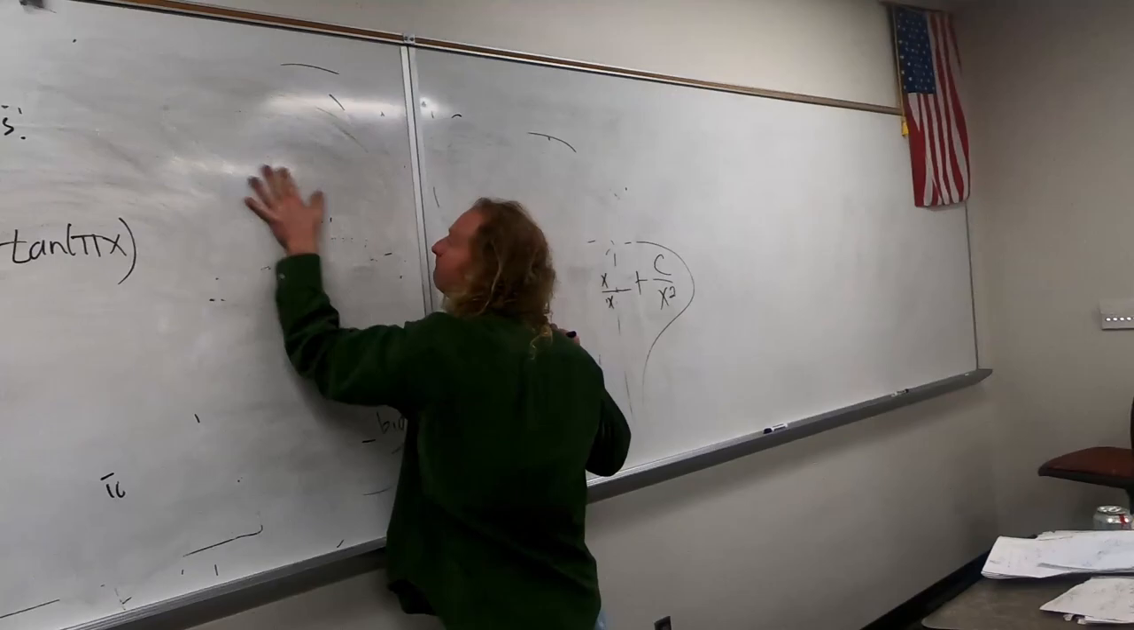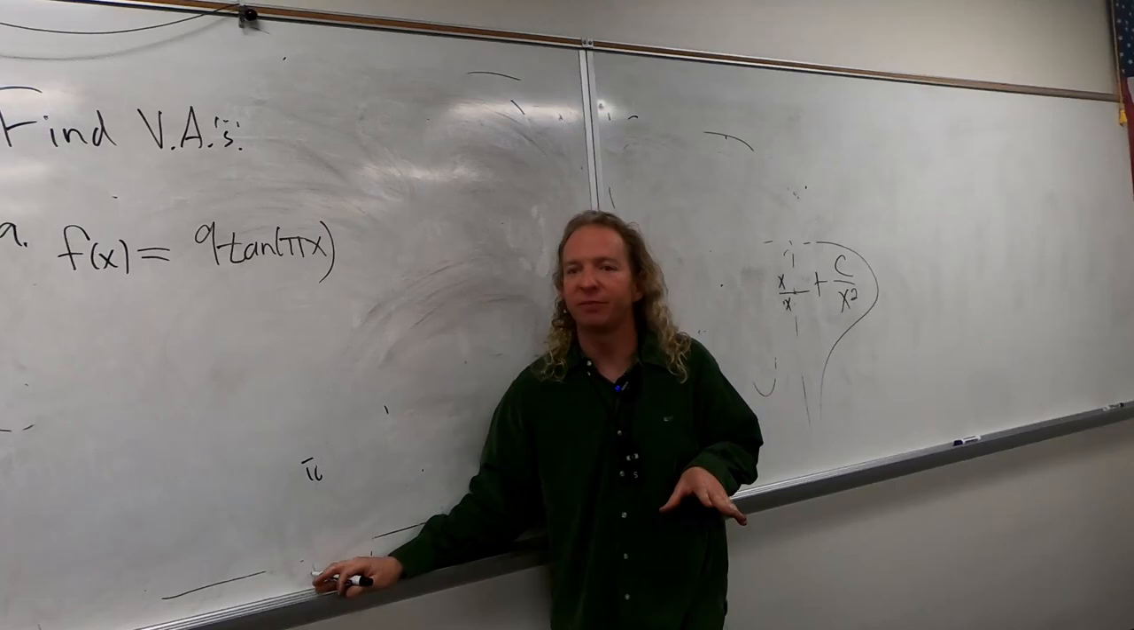All right. So when you're looking for VAs, just think about, whenever it's a trig function, think about what's on the bottom. You don't have to write it down, but you can.